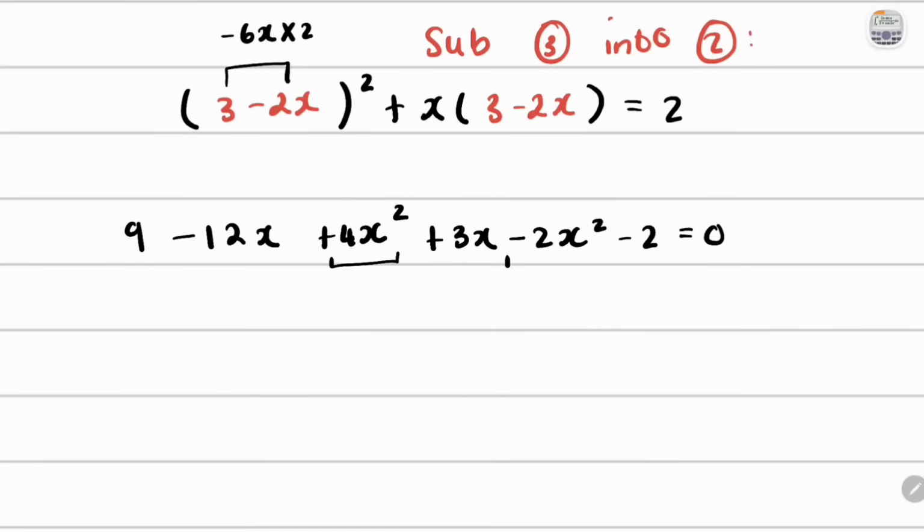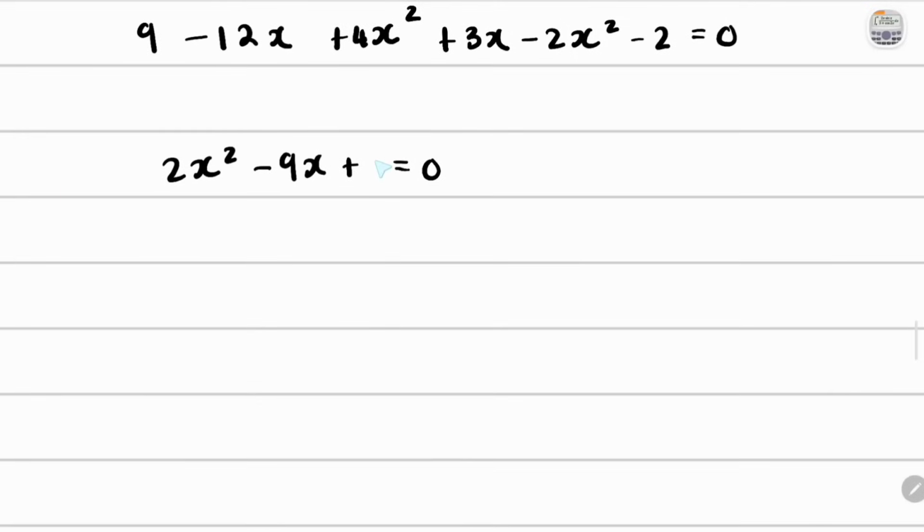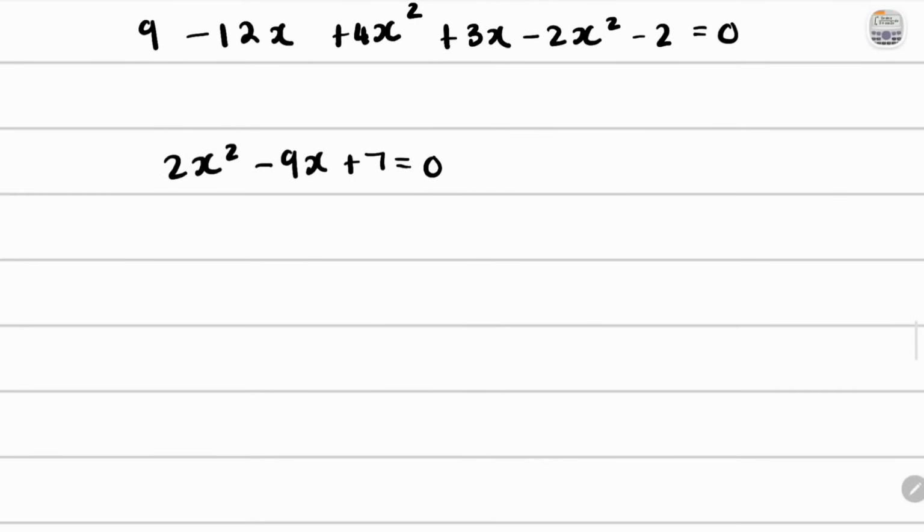Okay, now we can put our like terms together. So in the order of its exponents, those two go together and become 2x squared. These two go together and they become negative 9x. And then lastly, the constant. So 9 minus 2 gives you positive 7 is equal to 0. Okay, now that we have this, let's go ahead and factorize.